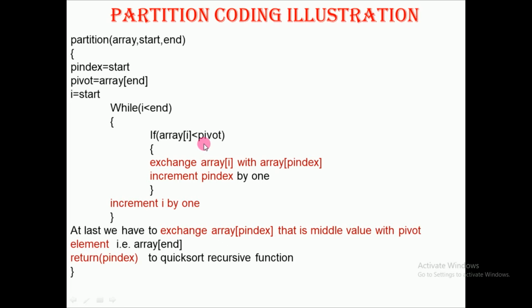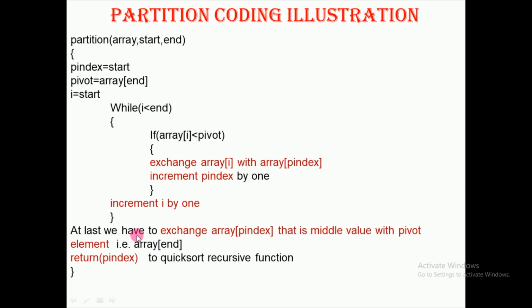If array of I less than pivot, that means the current element is less than the pivot element, we will exchange array of I with array of P index value. And then we will increment P index by 1. That means we will change the P index position in the array. Then after the if, we will increment I by 1 to move to the next value in the array. Again the while continues till I is less than end.